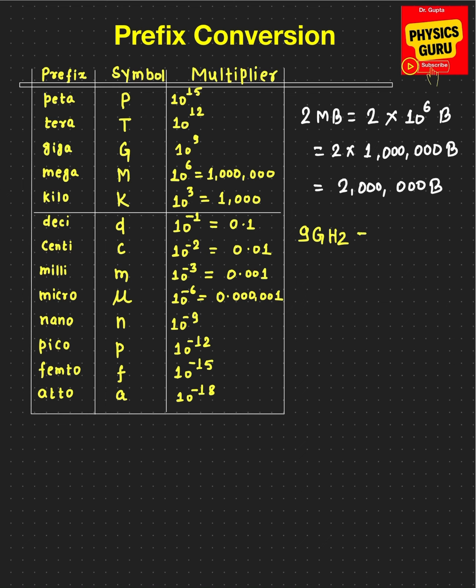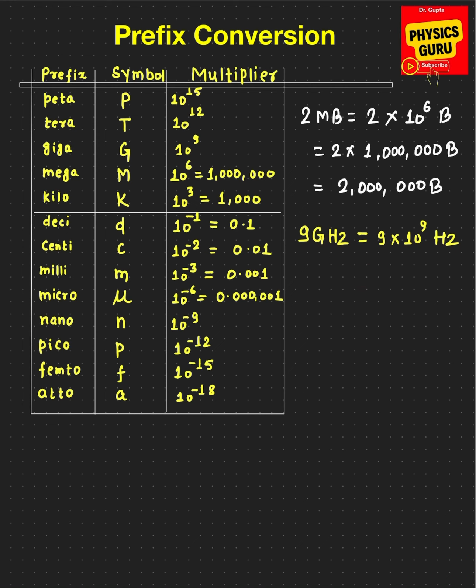So the way I'm going to do it here is 9 times this G. I'm simply going to convert this G into 10 to the 9. That's all you do. And then you have hertz. This is simply the G standing for 10 to the 9, and then I have hertz right here.